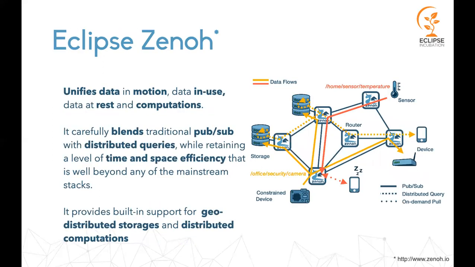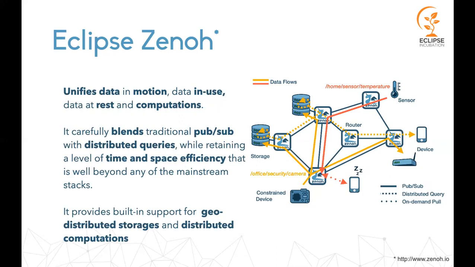On the other hand, we have this interesting project, which is Eclipse Zenoh. Eclipse Zenoh is a named data networking protocol which provides unification for data in motion, data in use, and data at rest, and also computation. It means that it blends pub/sub, query request-response, and also the possibility to have RPCs. And it does that efficiently in time and space.